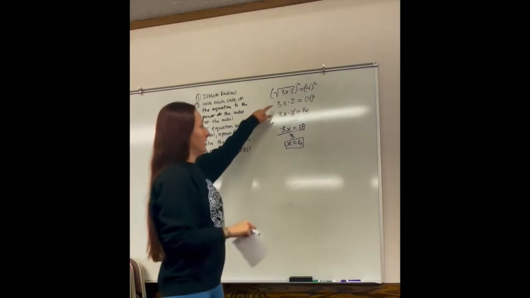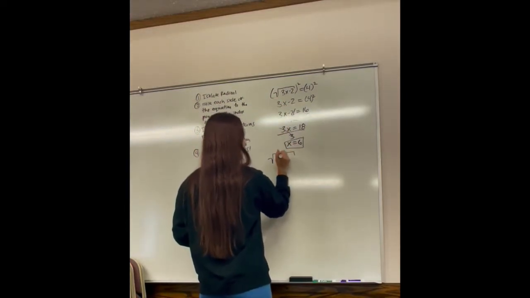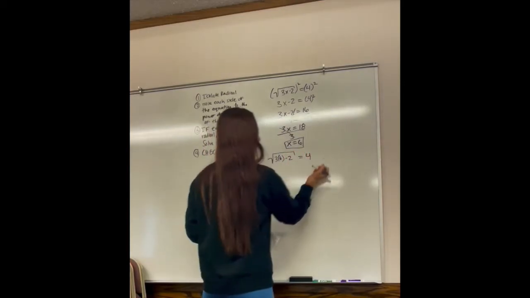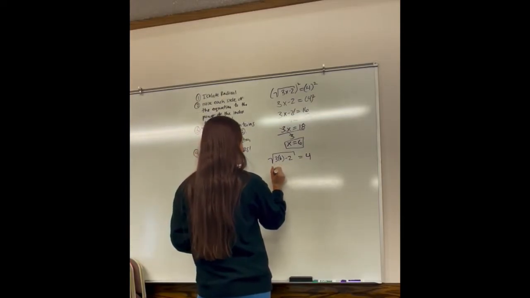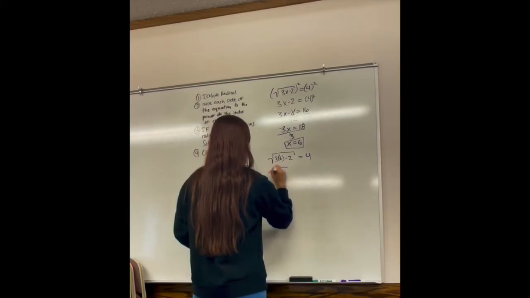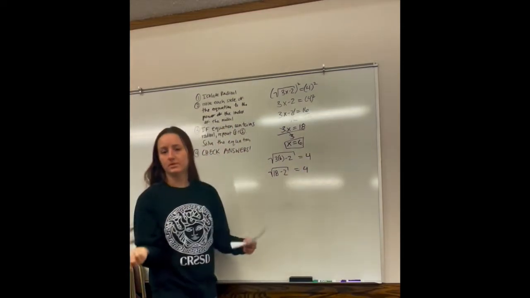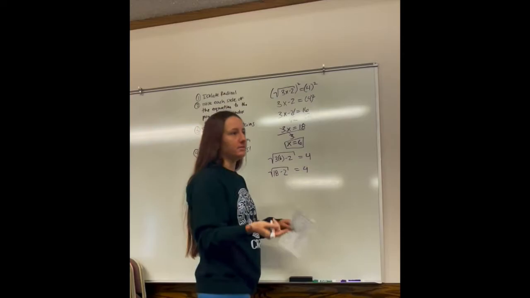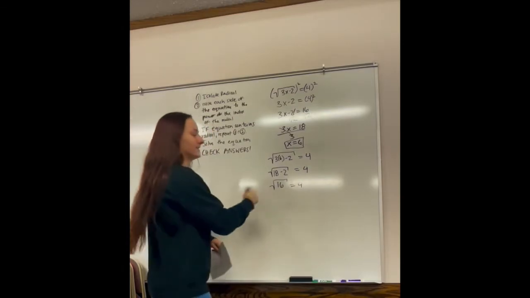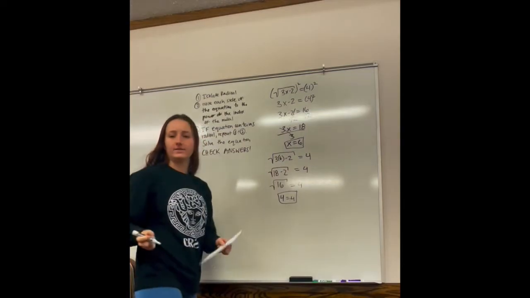I need to check my answer. So I'm gonna plug this into the original equation. So if I do the square root of 3 times 6 minus 2 is equal to 4. So I'm gonna do everything under here first. So 3 times 6 is 18. So I'm gonna have the square root of 18 minus 2 is equal to 4. And then I'm going to simplify that further: 18 minus 2 is 16. So I have the square root of 16 is equal to 4. And the square root of 16 is 4. So 4 equals 4. That is the right answer.